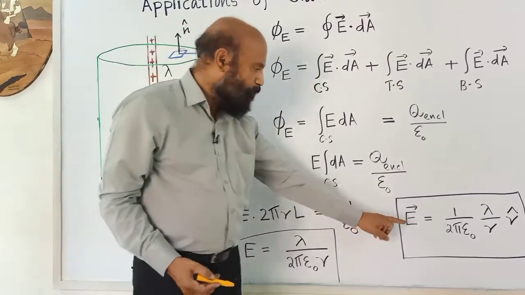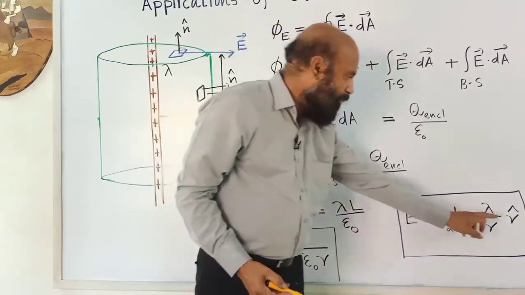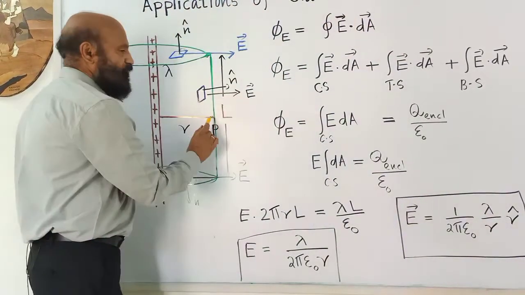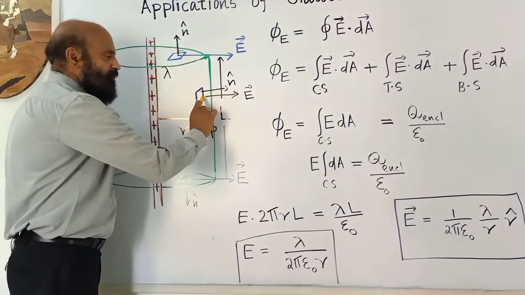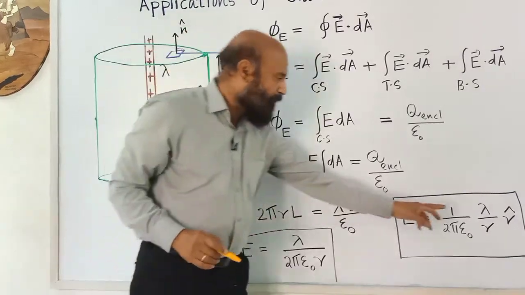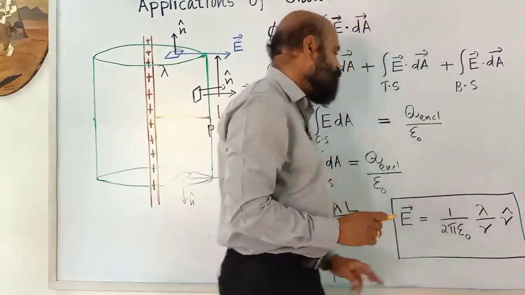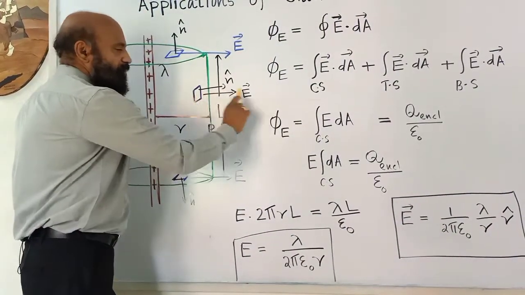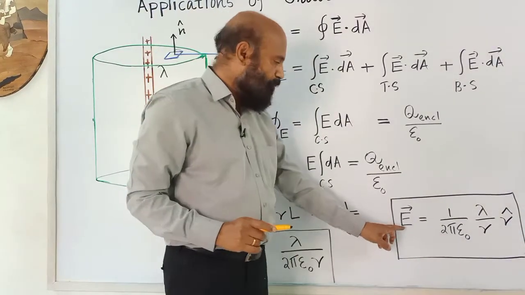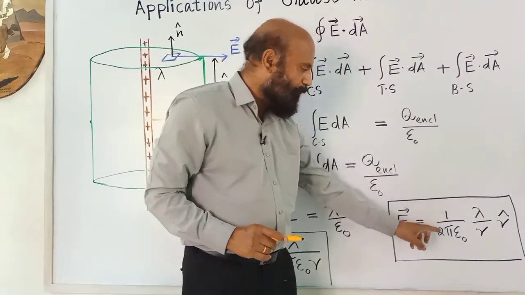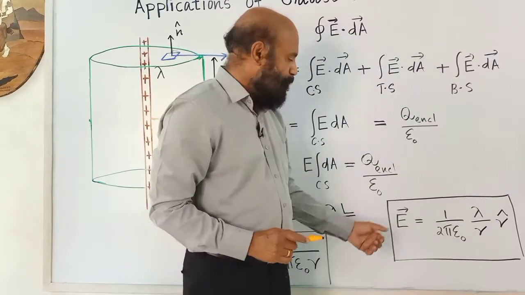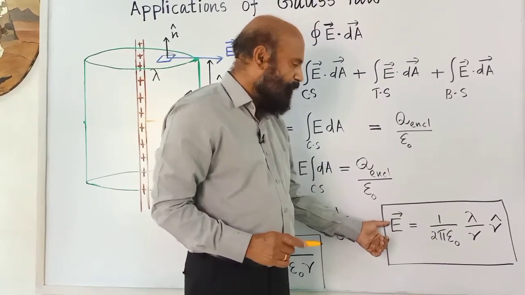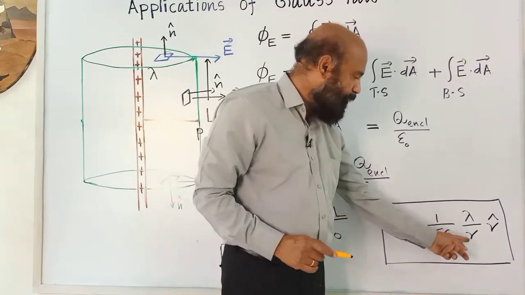Electric field intensity is a vector quantity. So in vector form you can write like this. This R cap is showing the direction of the electric field. Electric field is directed radially outward. So this R cap is a unit vector acting radially outward. So this is the vector form. E vector is equal to 1 by 2 pi epsilon 0 lambda by R, R cap. Electric field is depending on 1 by R.